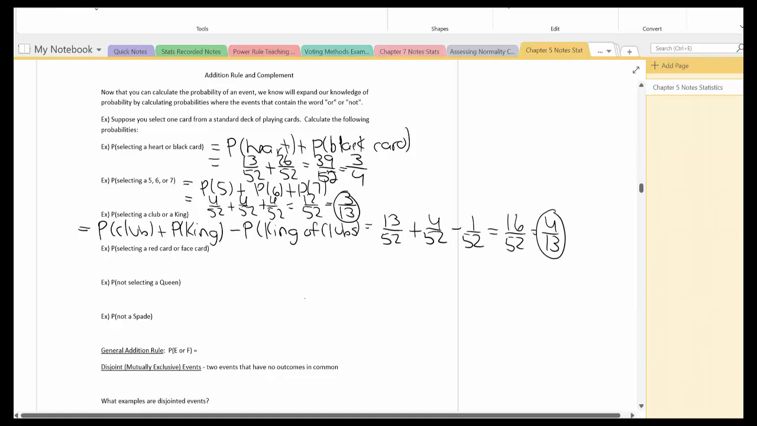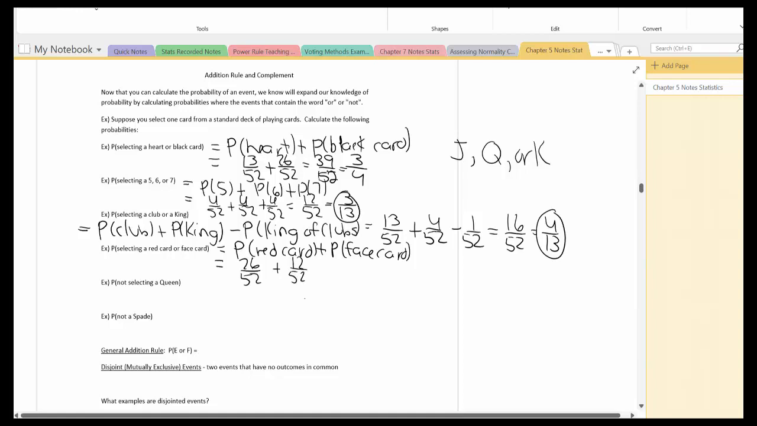Okay, what's the probability of selecting a red card or a face card? Well, that's the same thing as selecting a red card plus the probability of a face card. Well, there's 26 out of 52 red cards plus. Now, what is a face card? That's either a jack, a queen, or a king. So 4 jacks, 4 queens, 4 kings. That's 12 out of 52.